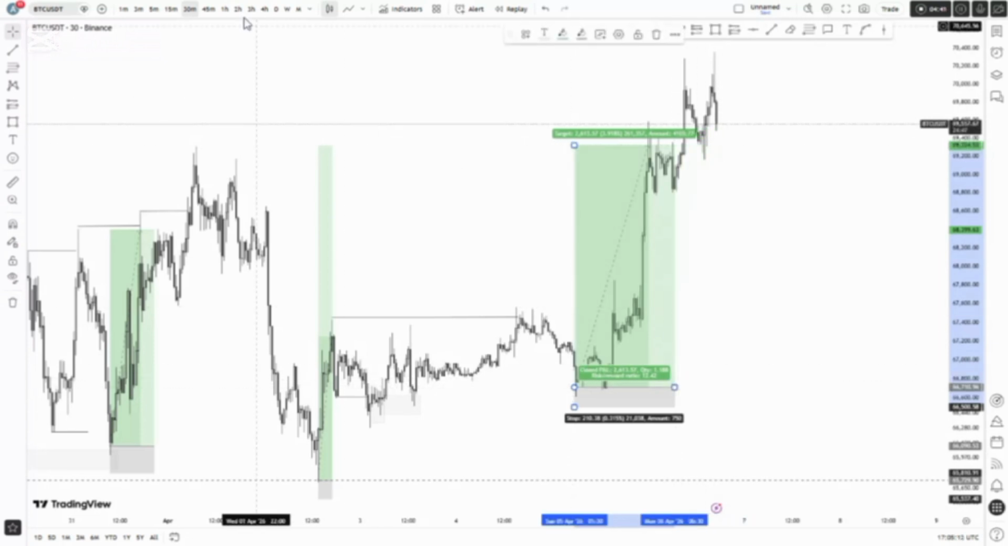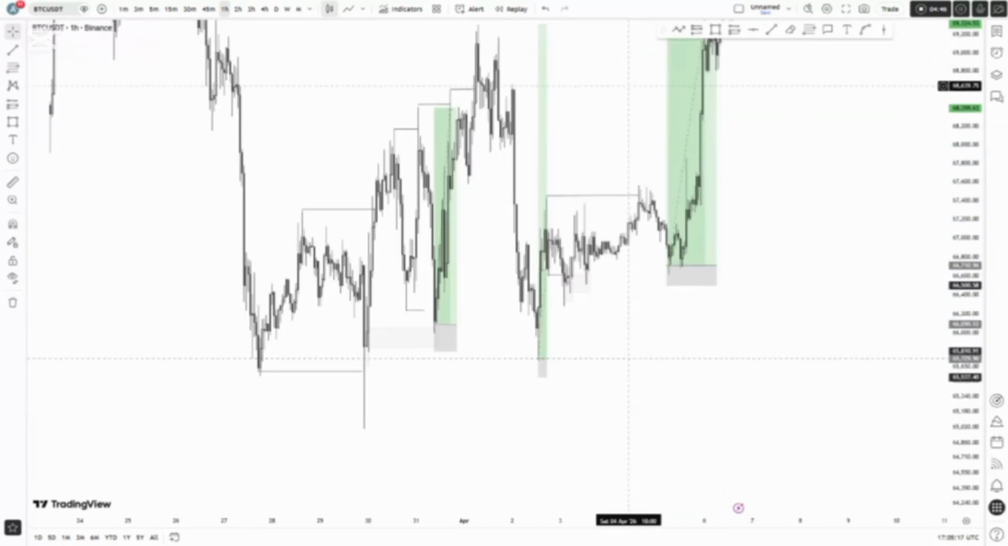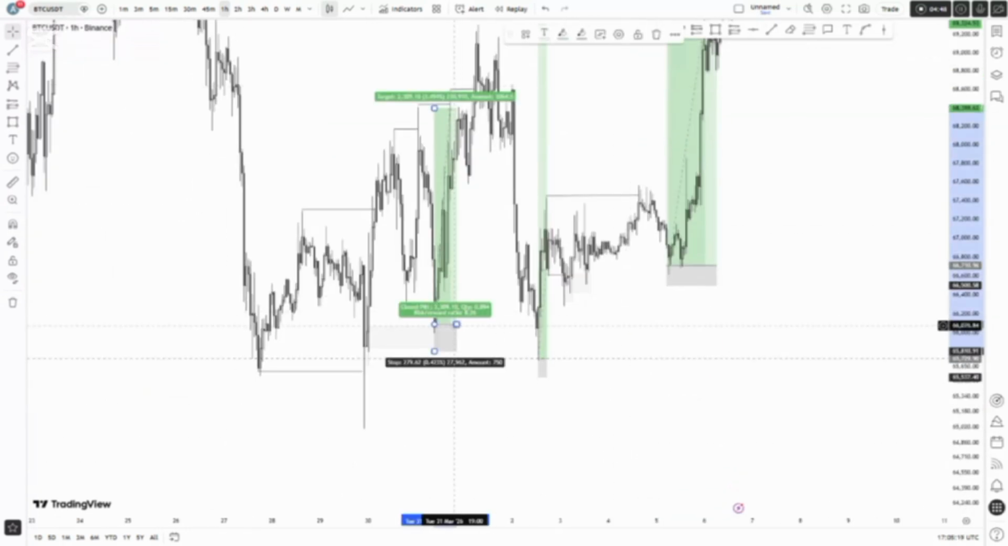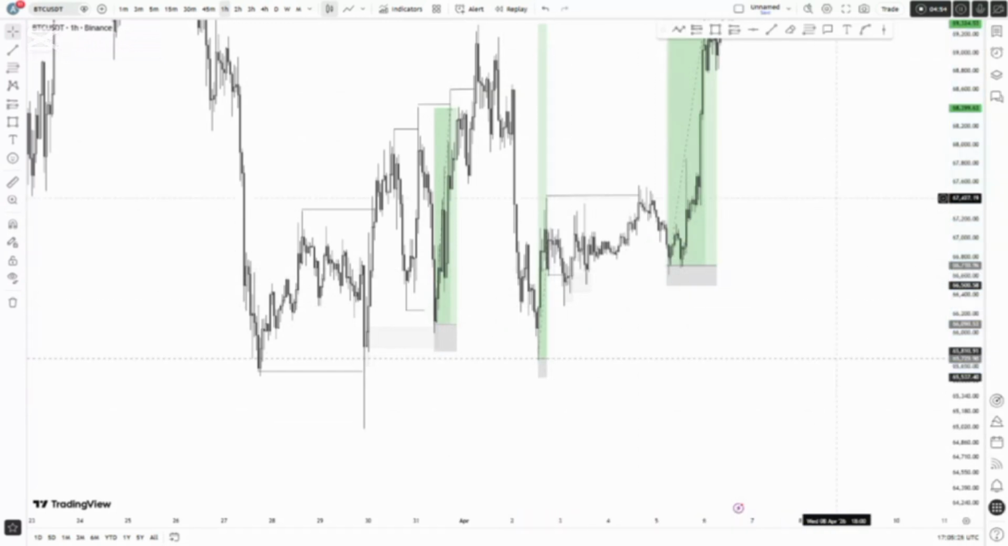So the first trade, I think it was how many hours? I think it was 8. Then the second one was 18, the third one was 12, something like that. But I had a massive RR from this trade.